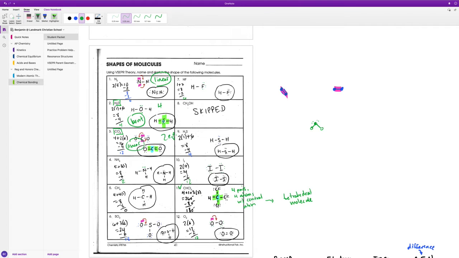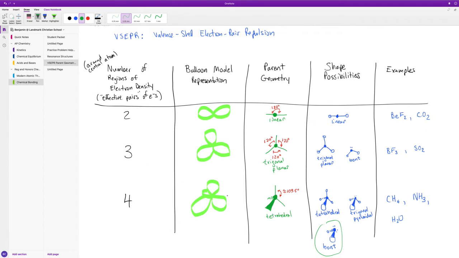Okay, ammonia, NH3. You getting the hang of this? Find your central atom and count up the number of effective pairs. 1 lone pair, 3 bonding pairs. We've got 4 effective pairs of electrons with 1 lone pair. So 4 effective pairs means we're in tetrahedral parent geometry with 1 lone pair up top, trigonal pyramidal shape.